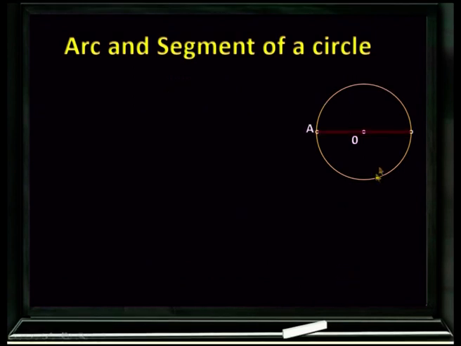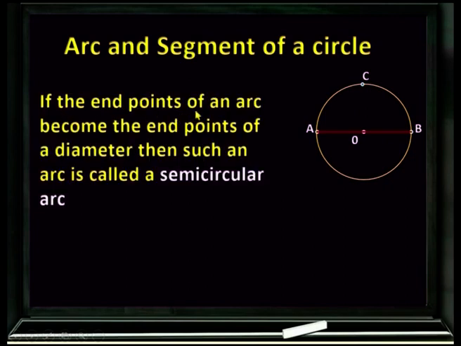Now, let us see, this is a circle and AB is a diameter. A and B are the end points of the diameter, and C is a point. If the end points of an arc become the end points of a diameter, then such an arc is called a semicircular arc. So, here ACB is a semicircular arc.